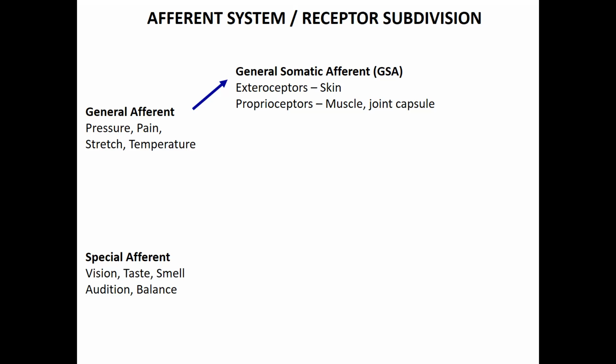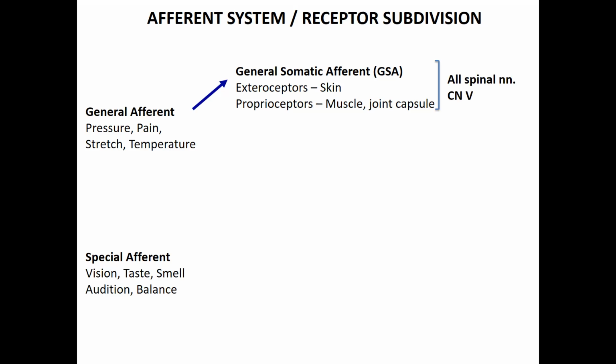The second category within GSA, or general somatic afferent, is the proprioceptors. These are the receptors which are sensitive to stretch. You find them in the muscles and in the joint capsule. If you remember, when we were discussing myology, we talked about the Golgi bodies and the muscle spindles. They are the proprioceptors.